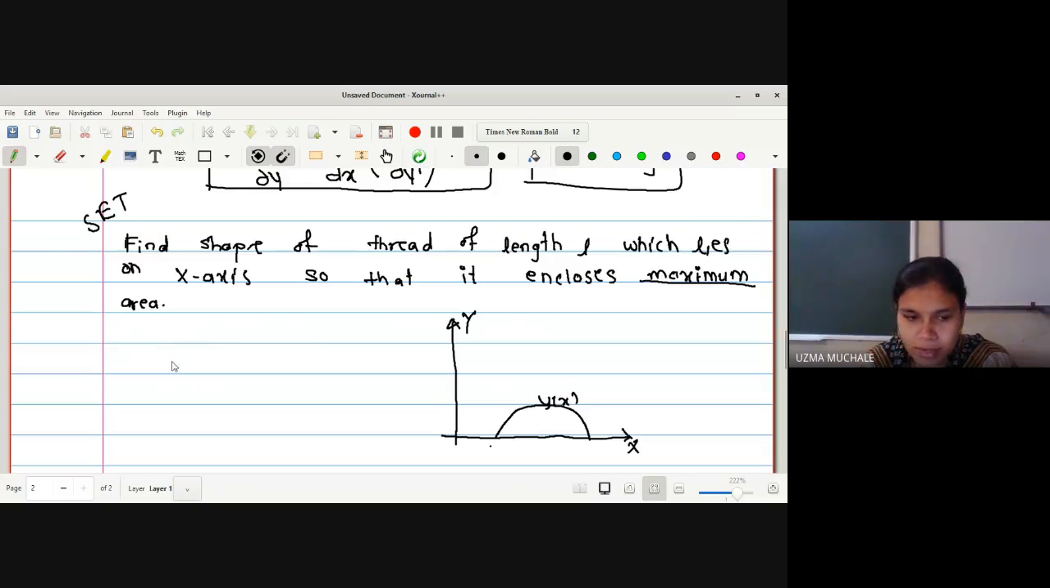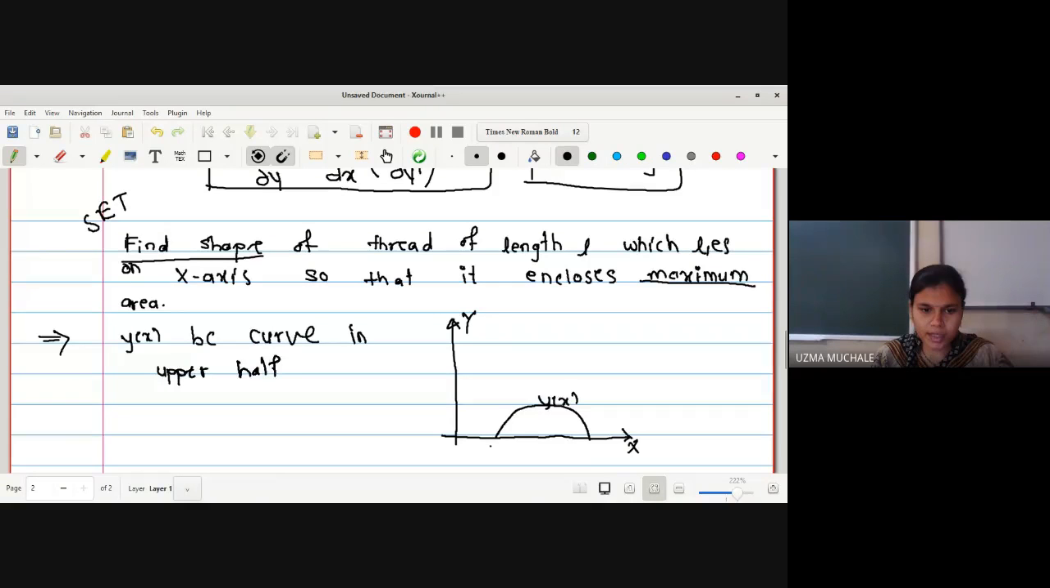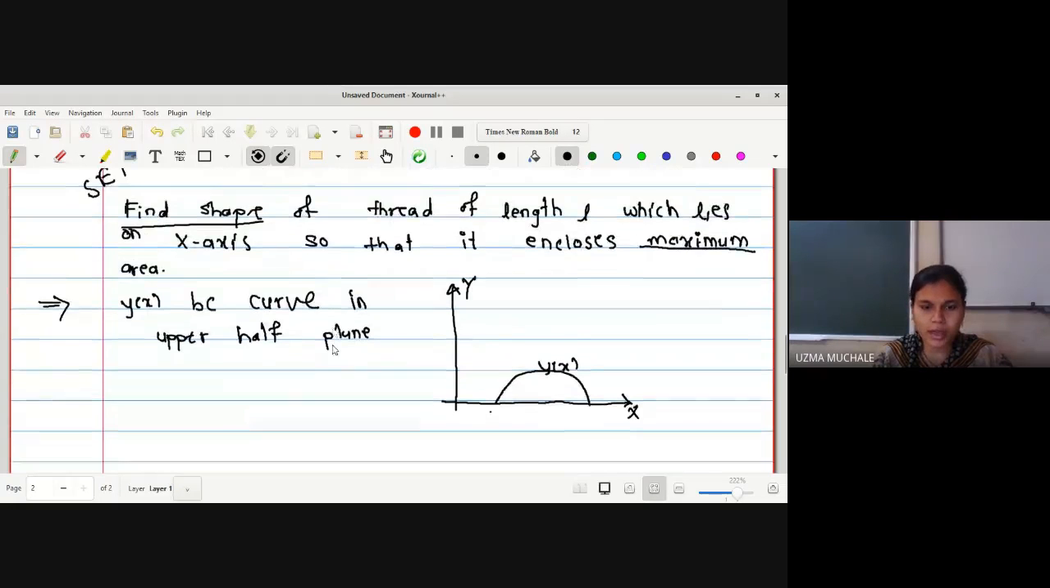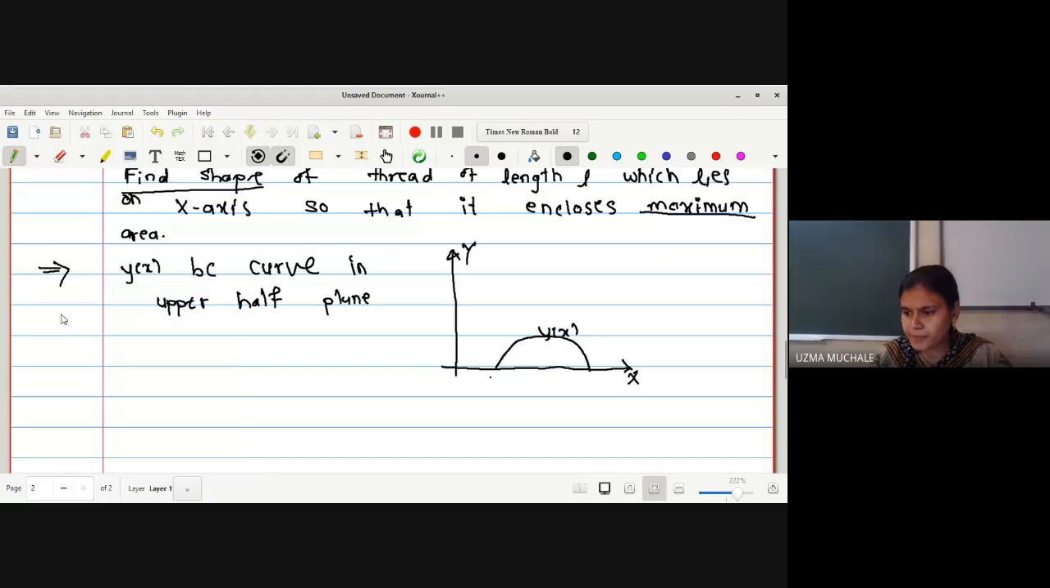Let y of x be a curve of length L. Find the shape was the question, no? So for that, let us assume that y of x is a curve. After that, we have to find out what is the shape of this curve in the upper half plane. Why have I written upper half plane? Because it is given to us that it lies on the x-axis, so we are not going to take the downward or negative direction. It lies on the upper half plane whose endpoints are given by. Let me take the endpoints as, say, x1 comma 0. As we are on the x-axis, the y coordinate is 0.